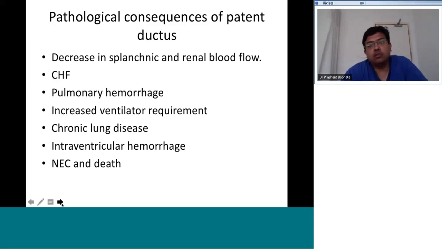So what does a patent ductus arteriosus do in a neonate? It decreases the splanchnic and the renal blood flow. It increases the LA and LV volume overload, and it thus causes congestive cardiac failure. It can lead to pulmonary hemorrhage, increased ventilator requirement, chronic lung disease, intraventricular hemorrhage, NEC, and finally death.